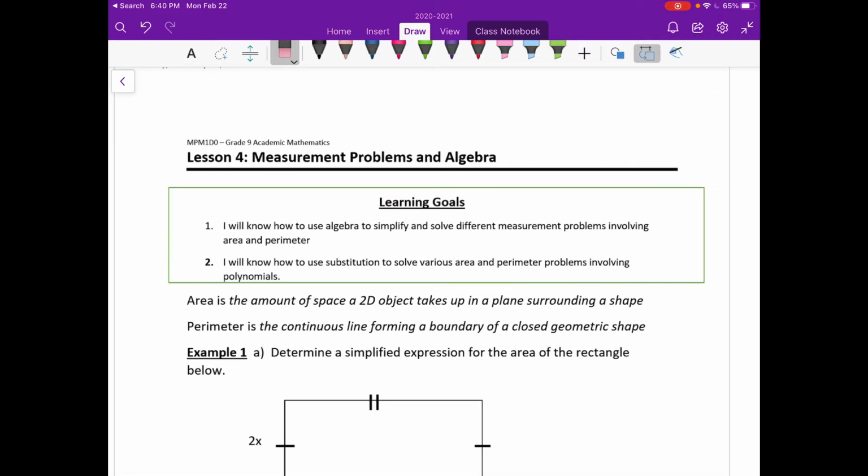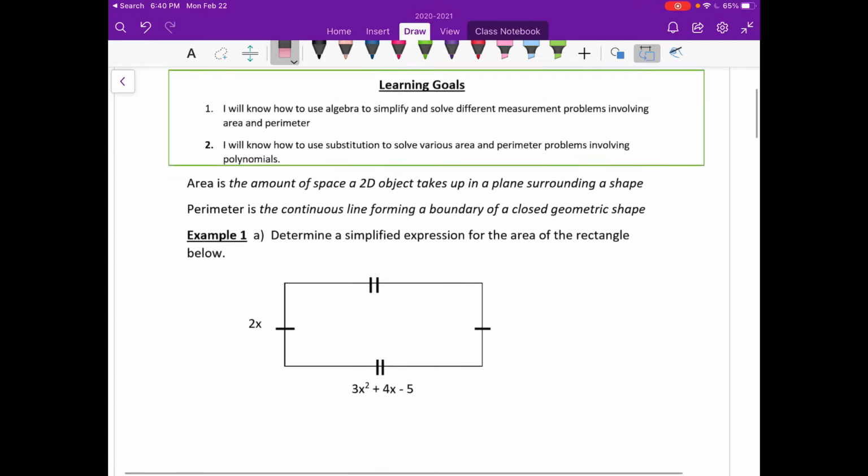So really this is more taking the stuff that we've been learning so far in lessons 1, 2, and 3, and putting it together so that we can solve some measurement problems using that information, right? So before we get started, just a little bit of review from last year.